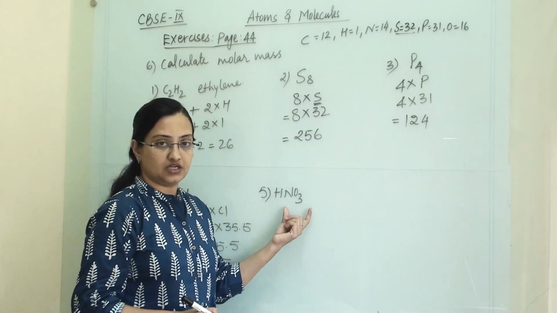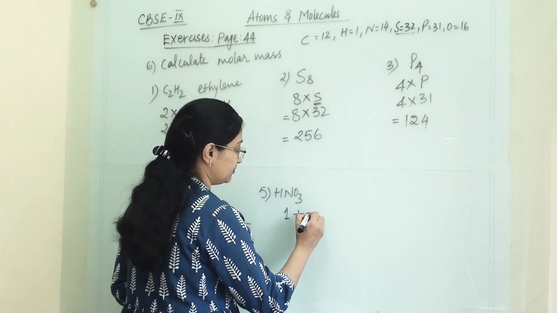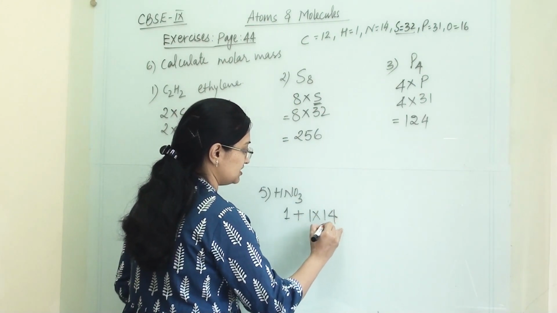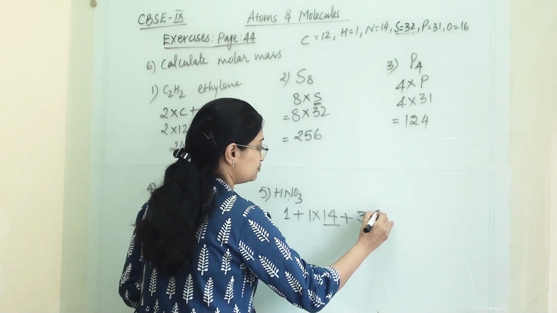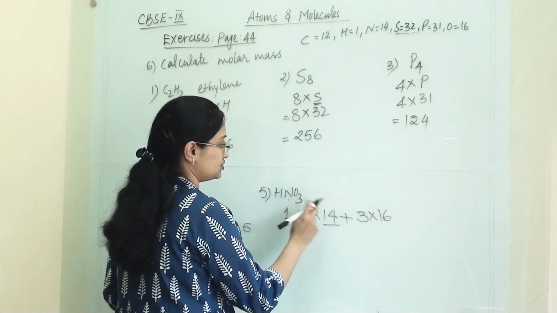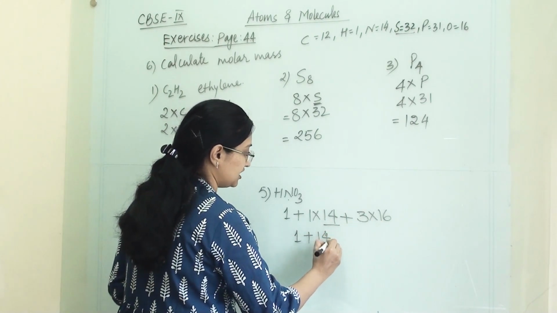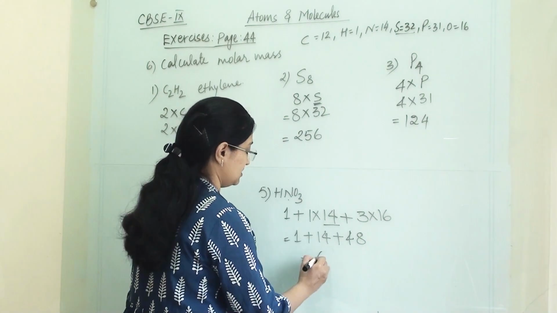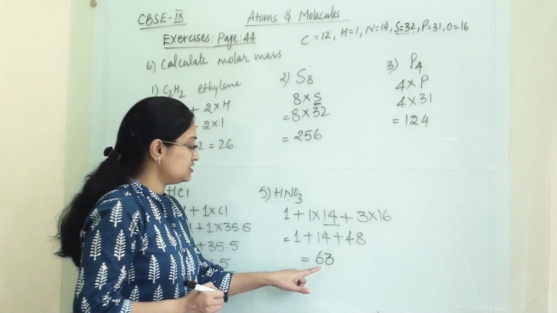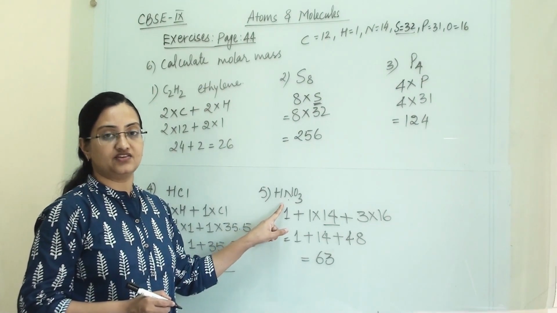Now HNO3. This is nitric acid. So 1 hydrogen plus 1 into 14. This is for nitrogen, plus 3 into 16. This is for oxygen. So it is 1 plus 14 plus 48. And the answer is 63. So this 63 is the molar mass of HNO3, and that is nitric acid.